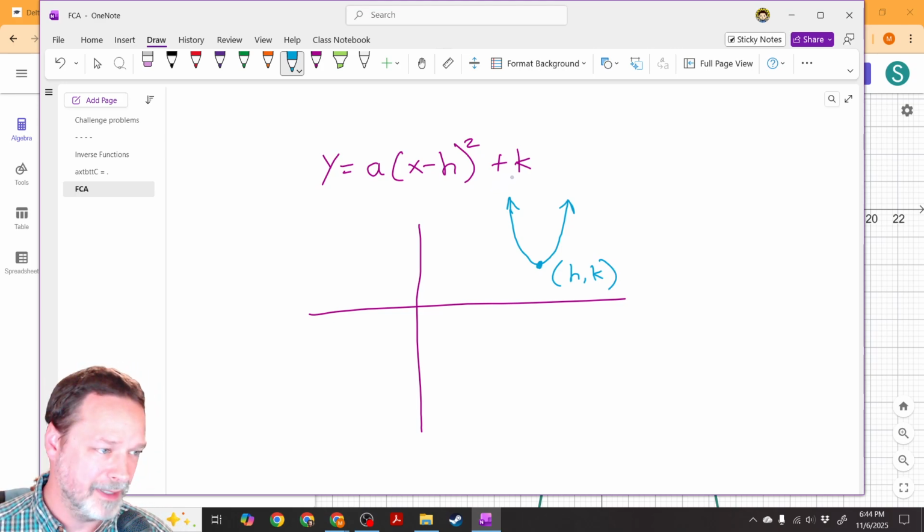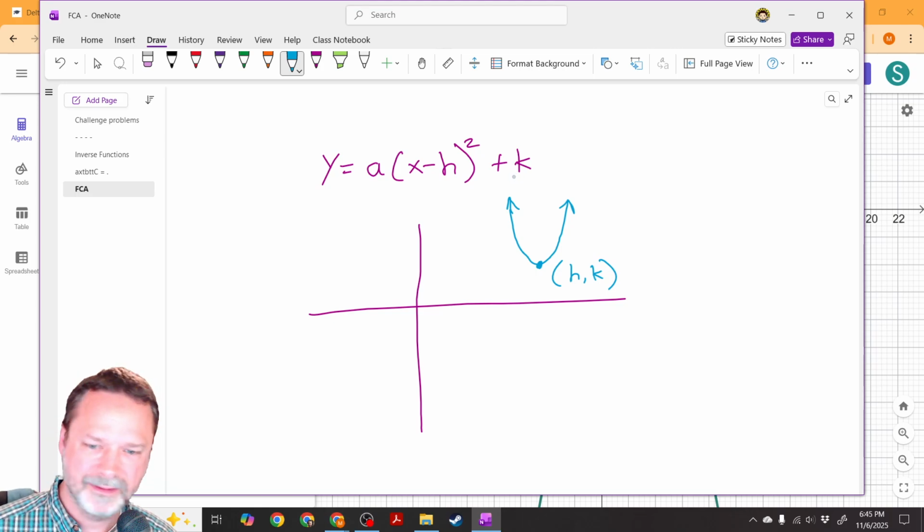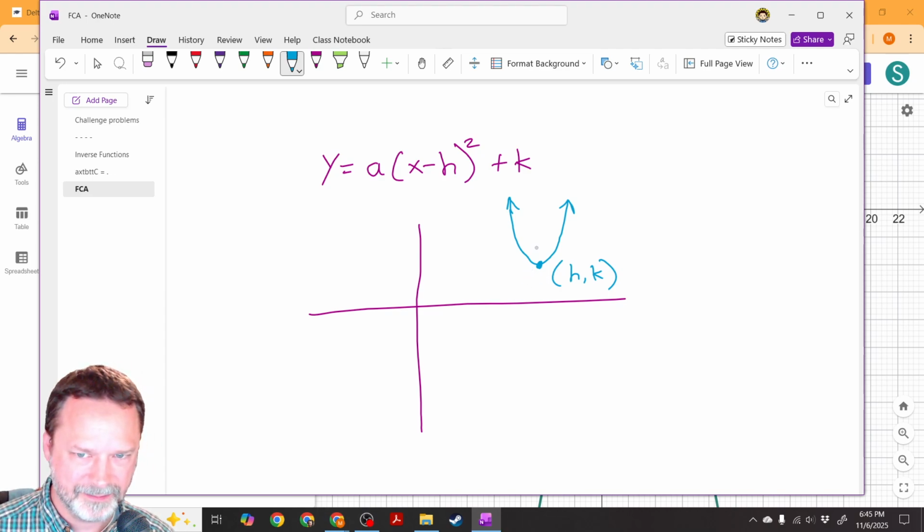So when you're plotting these, the important points are going to be always the vertex. If we got any intercepts, find the intercepts. Otherwise, just find a few more points around the vertex, and we're good to go. So that's a really quick review on graphing parabolas.